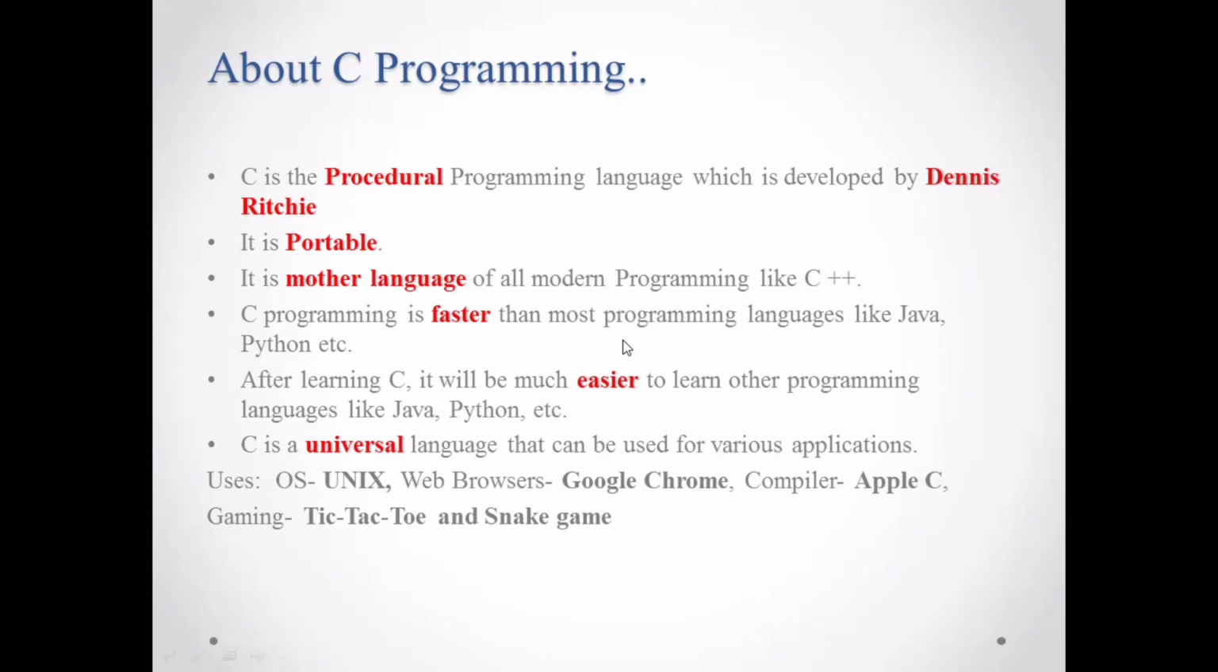As we already discussed the difference between the compiler and the interpreter in our previous video, the compiler compiles the whole program at once, whereas the interpreter compiles the program line by line, so it takes more time as compared to the compiler. That is one of the reasons why C programming is faster than Java.